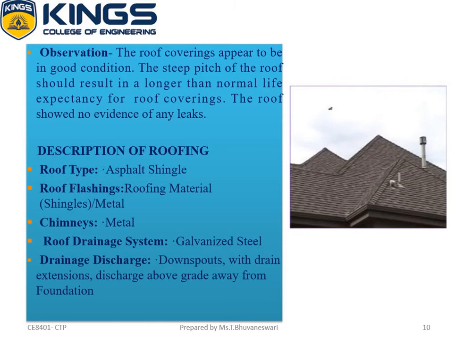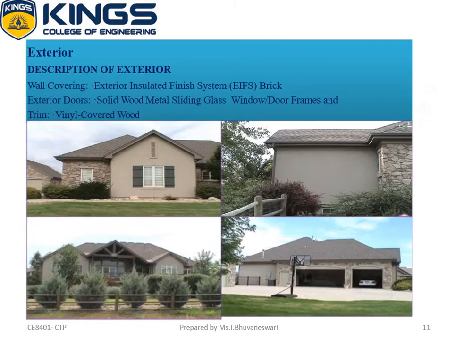Roof material is metal. Chimney is also metal. Roof drainage system, galvanized steel. Drainage discharge: downspouts with drain extensions, discharge above grade away from foundation.